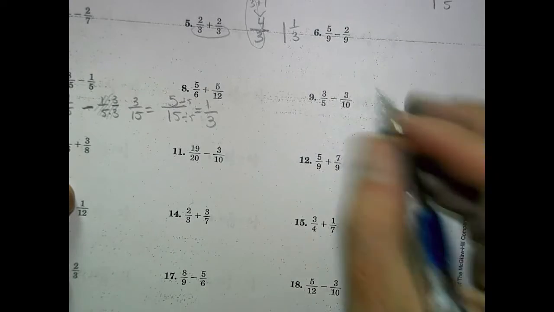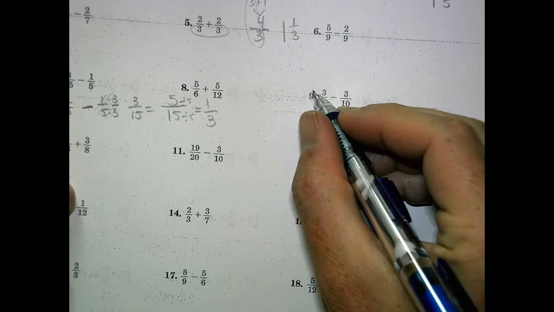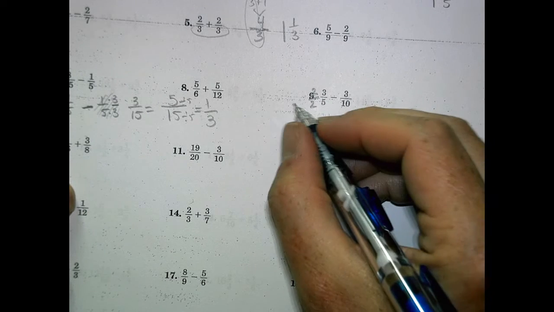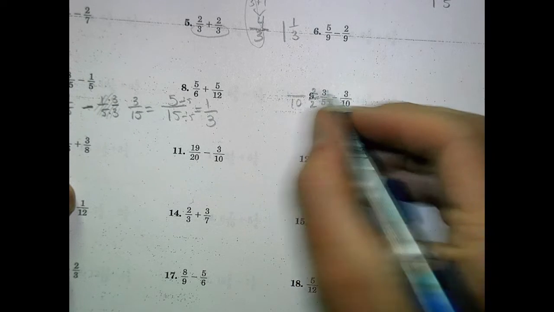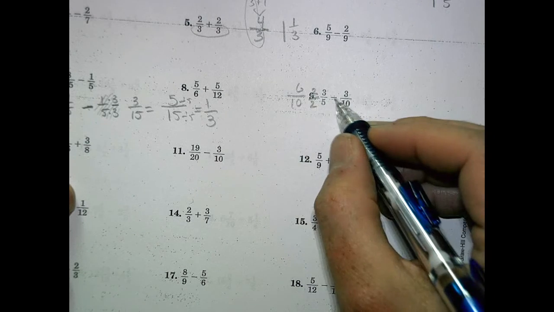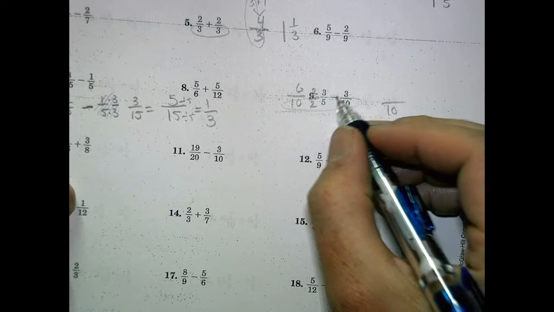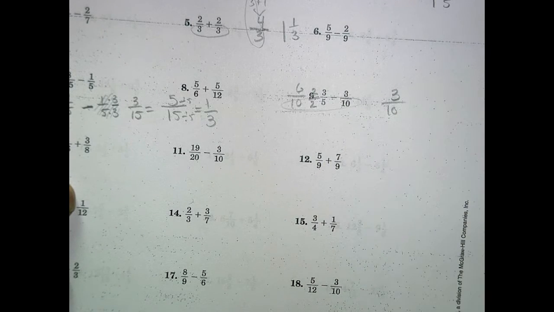Number 9, common denominator. I'm going to go with 10 because if I multiply this side by 2, so 2 over 2, I end up with 10. And 2 times 3 is 6. So now I can do 6/10 minus 3/10. The denominator stays the same, so that's 10. 6 minus 3 is 3, and there's nothing else to do.